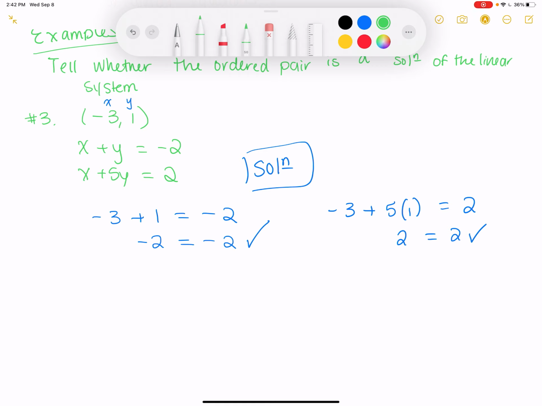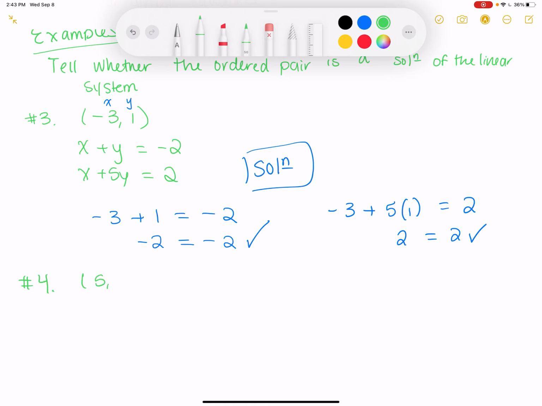Okay, if by chance you plug it into the first equation and it is not true, you don't have to do the work for the second one. So let's look at another example and see what happens here.